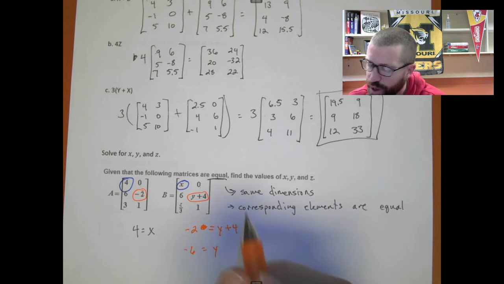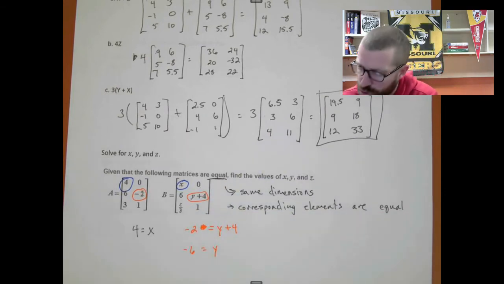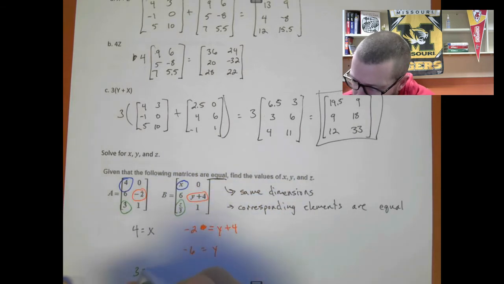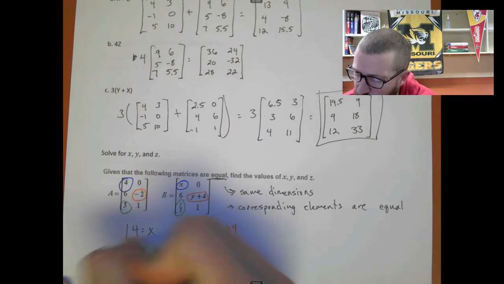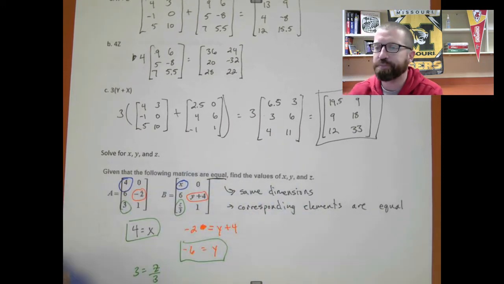And then z over 3 is equal to 3. So 3 is equal to z over 3, and you can multiply by 3 on both sides to get 9 is equal to z. So that is x, y, and z.